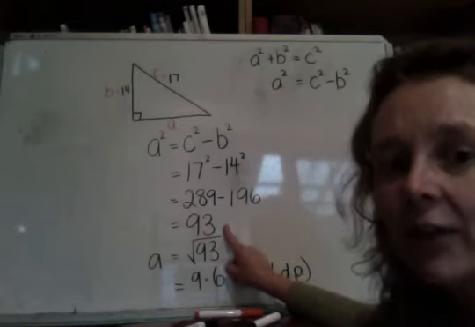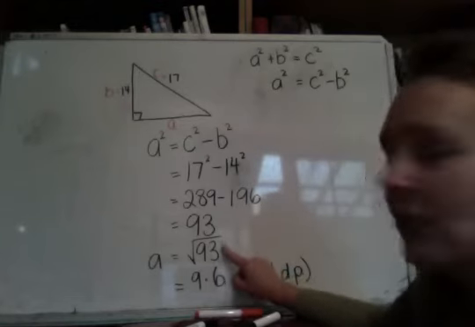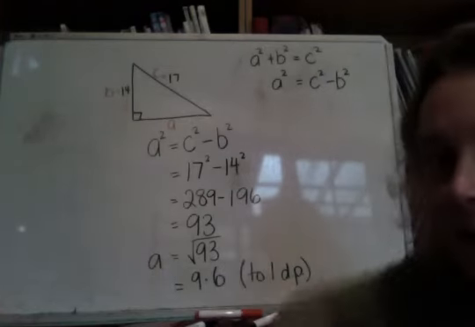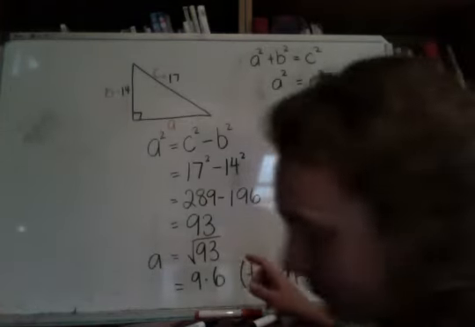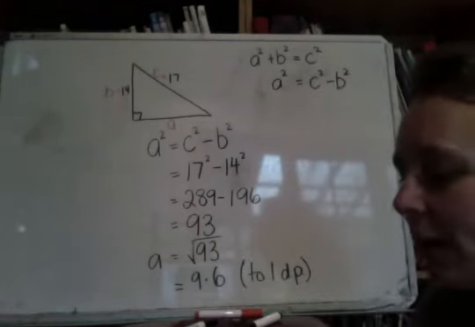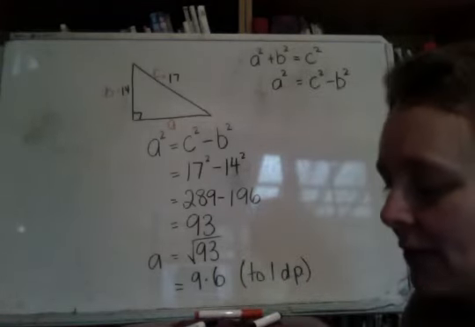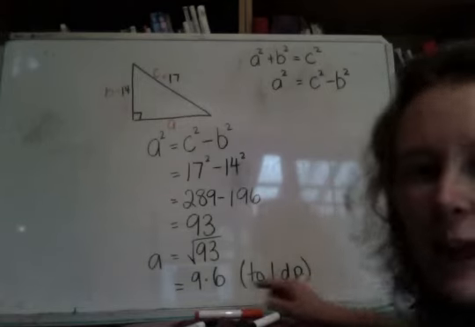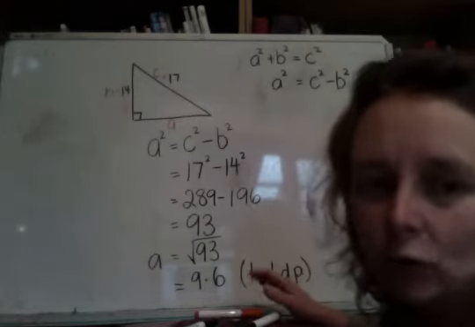So to actually find the length of the shorter side, I have to take the square root of 93, which I do on my calculator, and it gives me an answer. It actually gives me the answer 9.643650761. Okay, but I'll normally round that off to 1 or 2 decimal places.